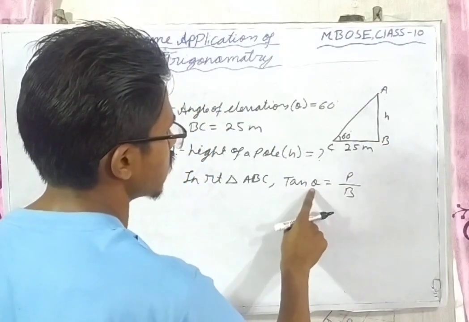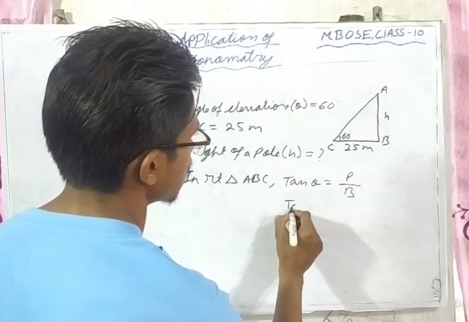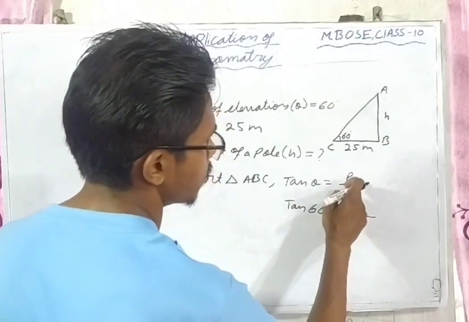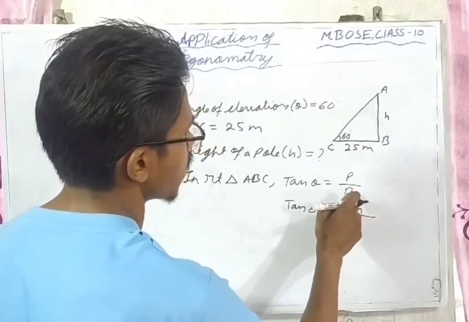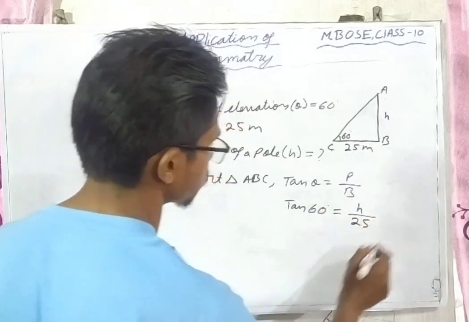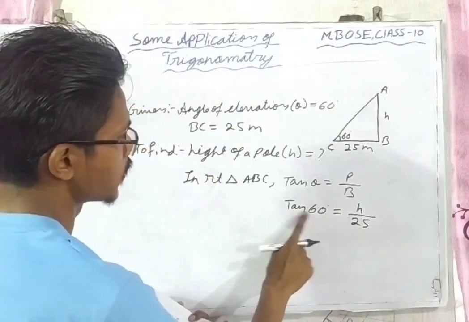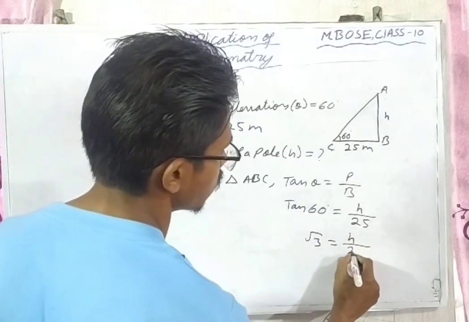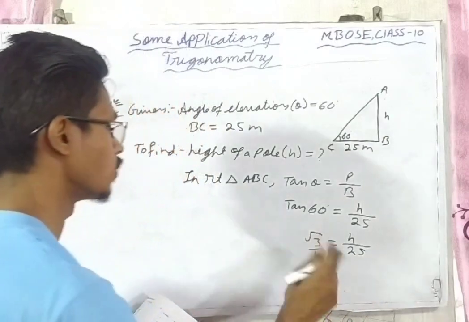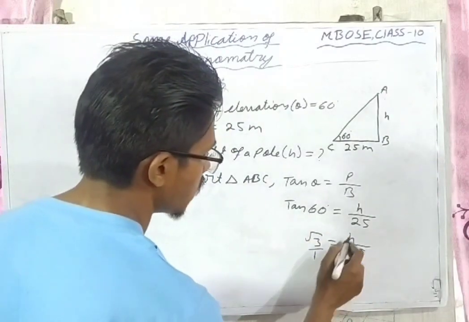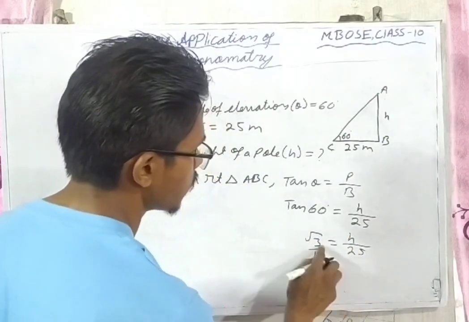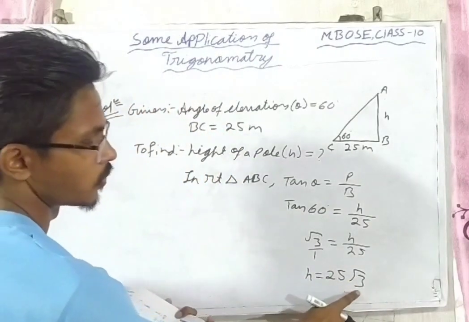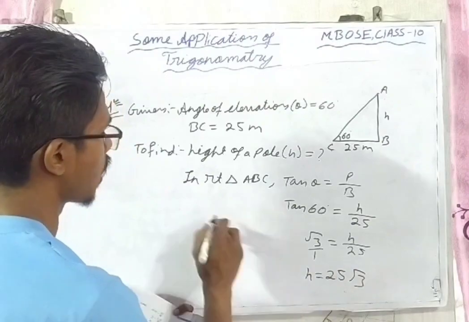Now theta is already given here, 60 degrees. So tan 60 degrees is equal to perpendicular, I'll write as H, and the base is given, 25. We know the formula, tan 60 degrees is root 3, and this will be H over 25. In the denominator nothing means I'll put 1. So now I'll cross multiply. H into 1 is H only. 25 into root 3 is 25 root 3. Now I'll put the value of root 3 and multiply with 25, then I'll get the answer.